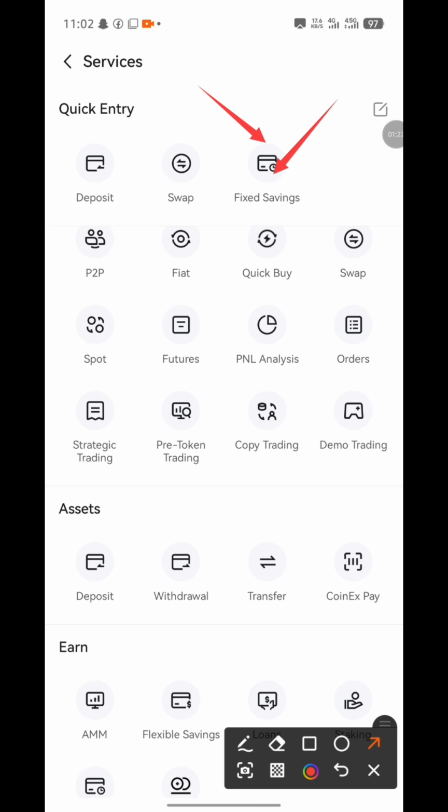And flexible savings, which are these ones here. With flexible savings, your returns are daily, and you can cash out all your funds at any time, including your capital and also the profit. It's due daily, but fixed savings is there until the duration is over. So these are the differences.